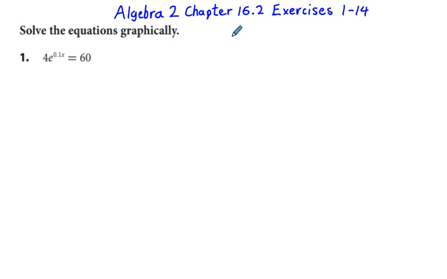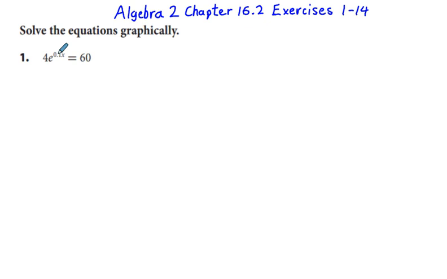Algebra 2, Chapter 16.2, exercises 1 through 14. In this section, we're going to be solving exponential equations. I'm going to be doing the odd number problems in this video lesson, and we're just going to follow instructions. Solve the equations graphically. Here we have problem 1.